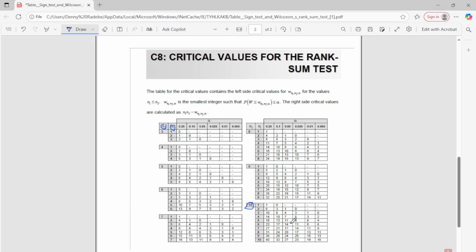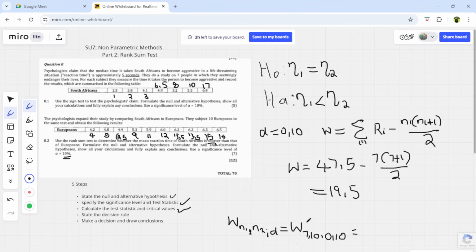And then after this, you take the second sample. The second sample was 7. So here is 7, meaning that you're going to look at where 10 and 7 are. This is the second sample, this is the first sample. Then you look for your significance level, your alpha. In this case, alpha is 0.10, which is this one. You go down, and this is your first critical value. So this is equal to 21.